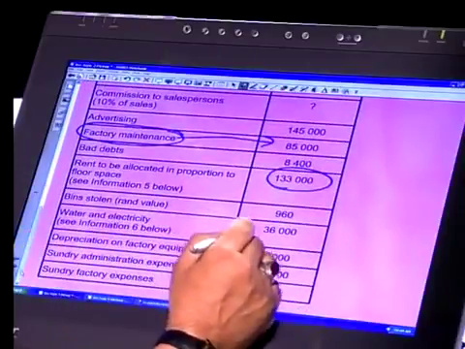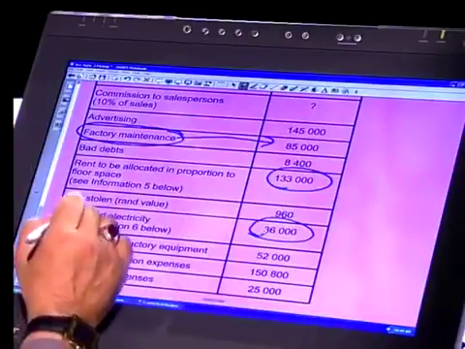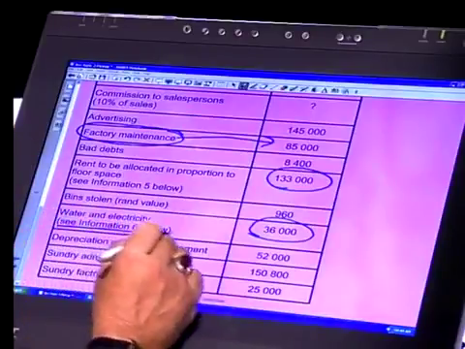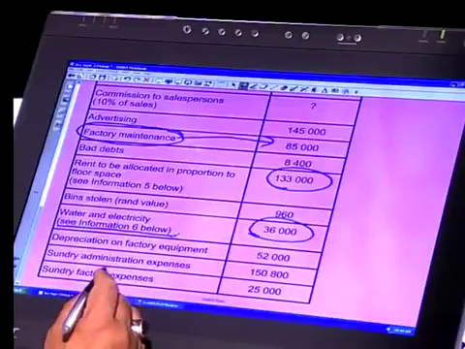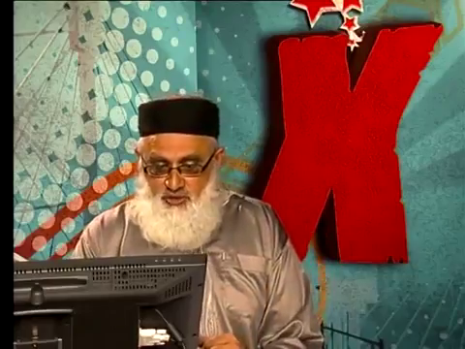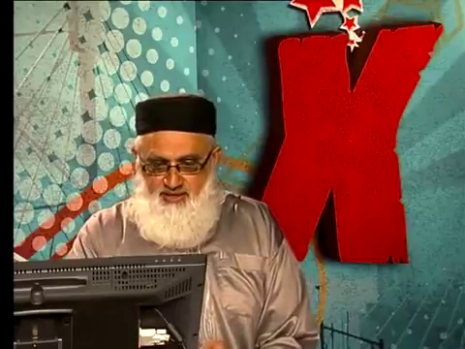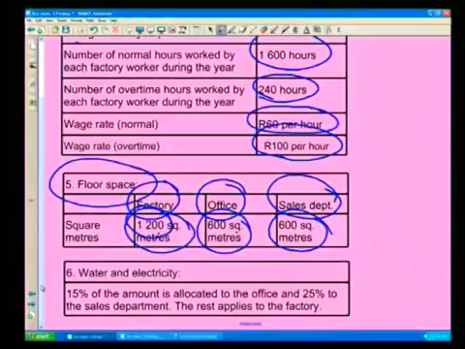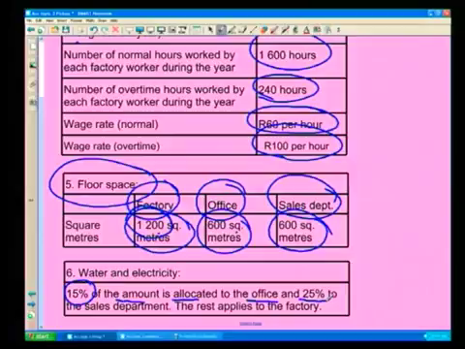Next one, water and electricity. What do we know about water and electricity? Let's see. Water and electricity, 36,000. However, see information 6 below. So the question leads you on to certain information. Let's look at the information below. What does it tell us? Information 6, water and electricity. 15% of the amount is allocated to the office, 25% to the sales department.